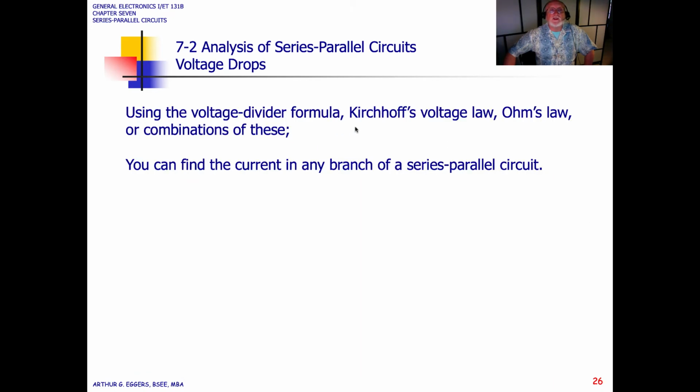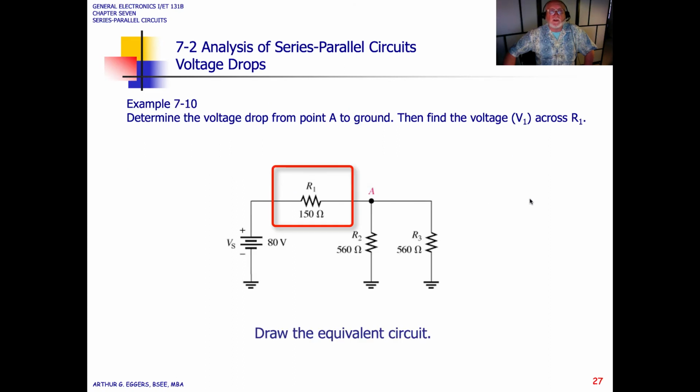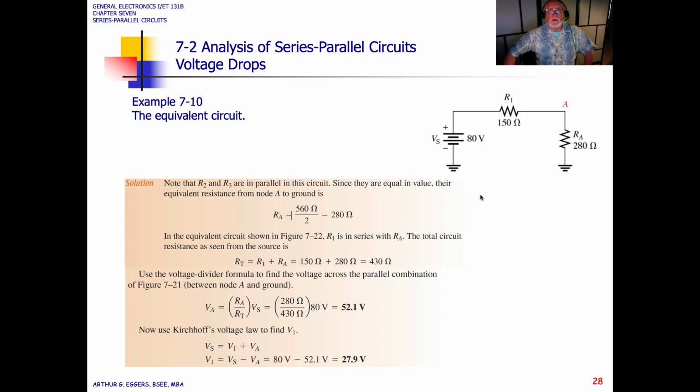Using the voltage divider formula, Kirchhoff's voltage law, Ohm's law, or any combination, find the current in any branch of a series parallel circuit. In this case, we've got, again, a fairly simple circuit here. Find the voltage V1 across R1. If we were to put a meter here across R1, we could measure V1.